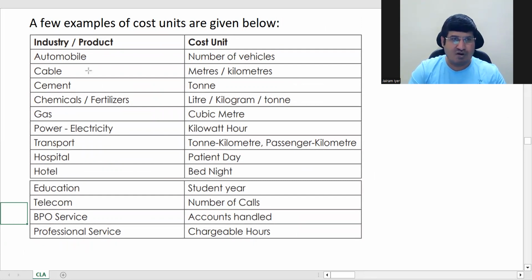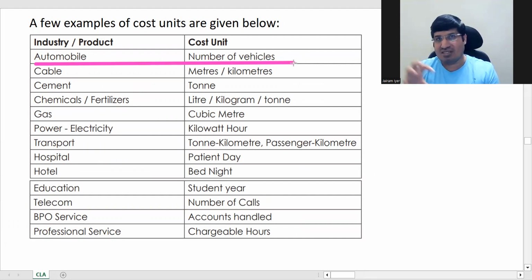Now, automobile, number of vehicles. It is collected. Actually, these automobiles are manufactured in batches. Each batch has, say, 50 or 100 like that. So per batch will be the minimum cost unit for which you will collect the costs. Hence it is number of vehicles, which actually is a batch.